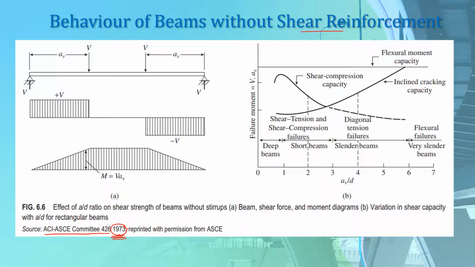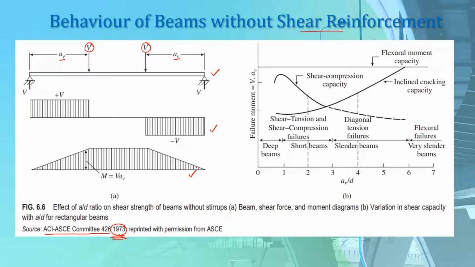On your screen, you can see a simply supported beam at the very top that has been symmetrically loaded with two concentrated loads V and V. Both of these concentrated loads are at a distance of a_v from the support. You can see the corresponding shear force diagram and bending moment diagram for this beam and its loading condition. This is the shear force diagram and this is the bending moment diagram.